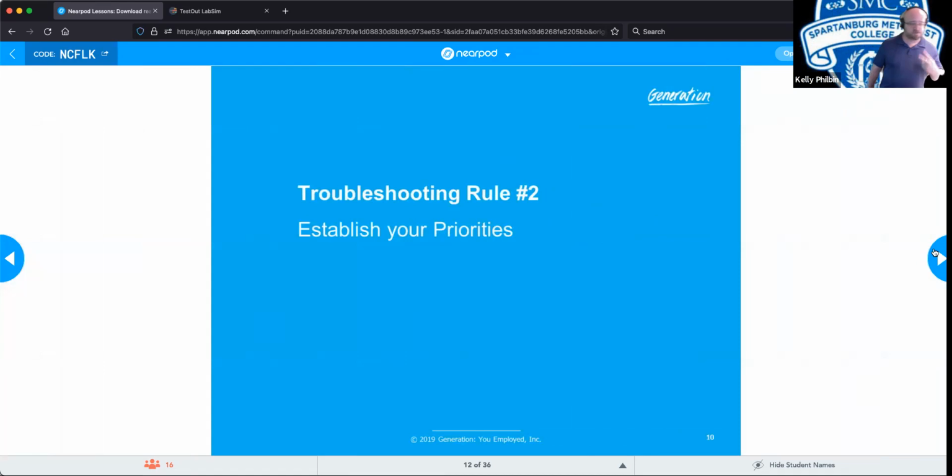Rule number 2, not step 2, rule 2. Establish your priorities. So we've got to try to figure out what is the root cause of this problem. Beware of user error. As we've stated, this is typically the top error category you're going to fall under. Same with security. Your top security problems come from users, not necessarily from your firewalls or your anti-malware and stuff like that. It typically comes from the users.